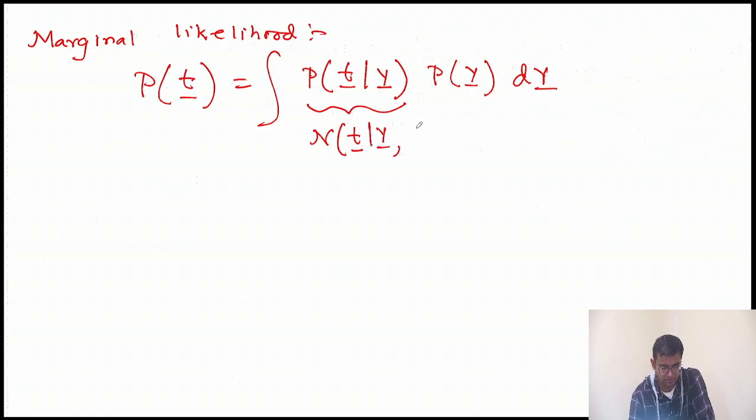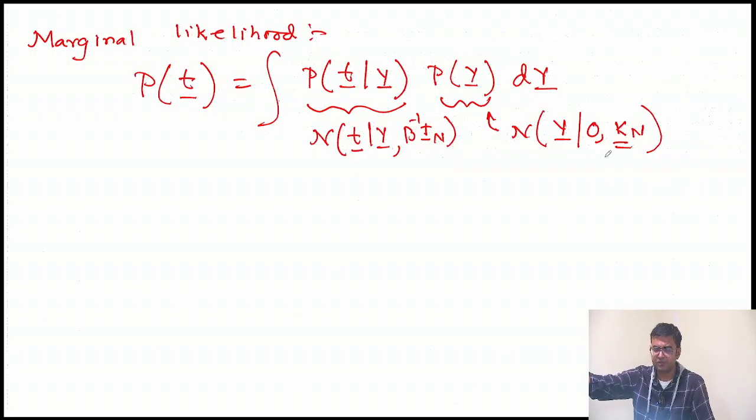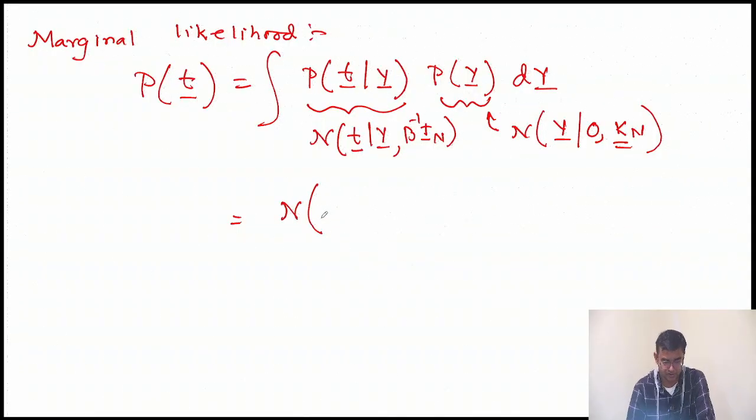Given y bar, comma, beta inverse I_n. What is this distribution? Again Gaussian: y bar given 0 comma K_n. So what will be p of t bar? Gaussian, by using the convolution property of Gaussian, and this is where we spent some time in the last lecture. So the overall thing is also Gaussian over t.